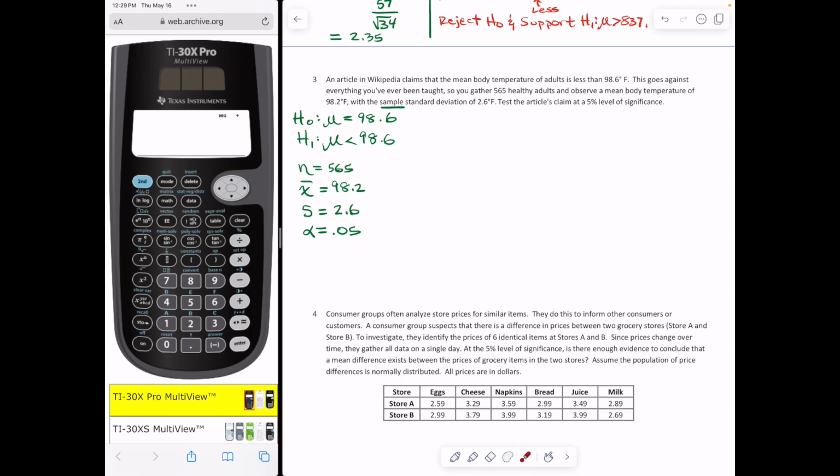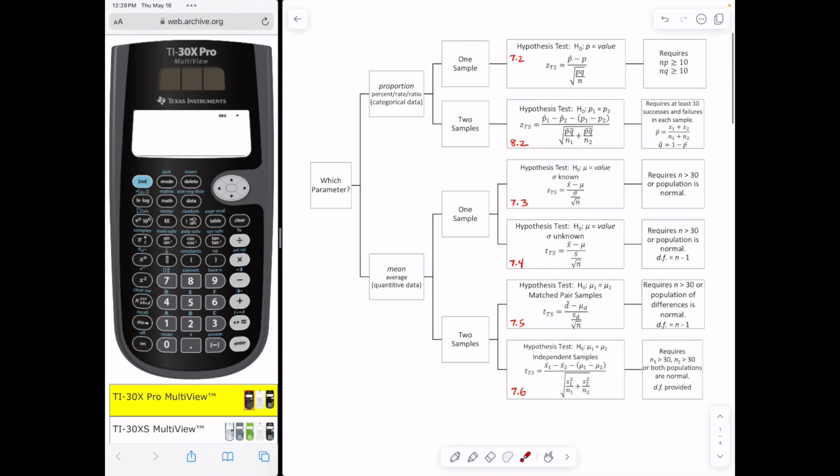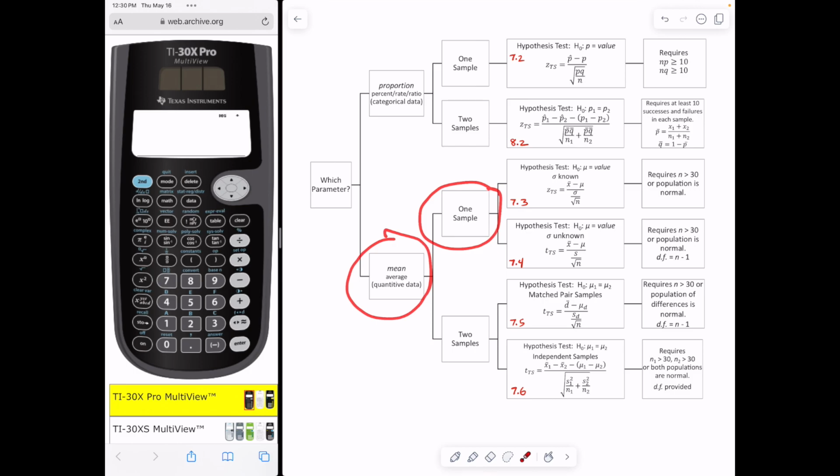So again, it's a claim about a mean, and the population standard deviation is unknown. We're using a sample standard deviation. And there's just one sample that's reported here. So let's go up to the flow chart. Okay, it's about a mean. There's only one sample's worth of data, and this time sigma is unknown. So we're doing this t test statistic here, and it requires n greater than 30, or the population is normal, and then the degrees of freedom are going to be n minus 1 when we look this up. So I'm going to copy this t statistic over.